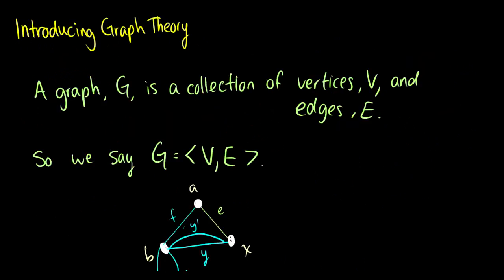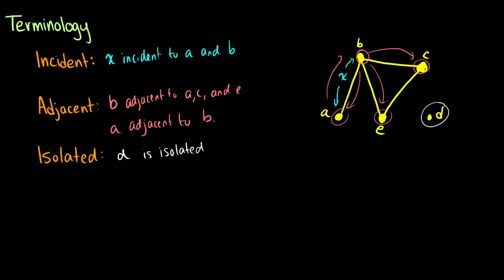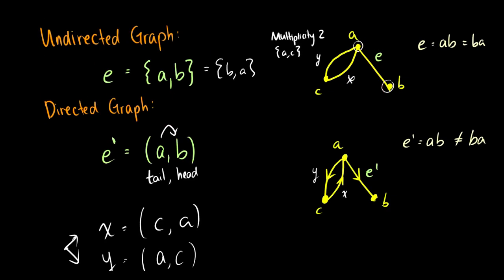You need to add graph, incident, adjacent, isolated, meaning edges are incident to vertices, vertices are adjacent to other vertices, and a vertex can be isolated if it has no edges in or out of it. An undirected graph does not have direction. A directed graph has directions on each edge, so the edge AB is not the same as the edge BA because direction matters. It has a tail and a head. The tail points to the head.